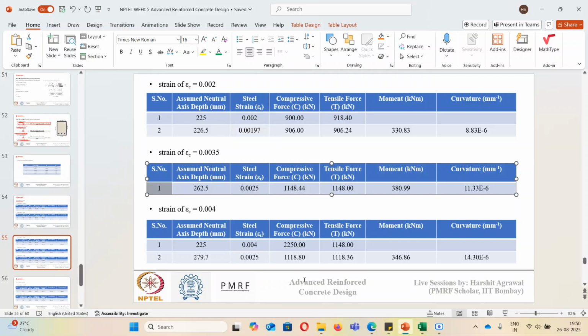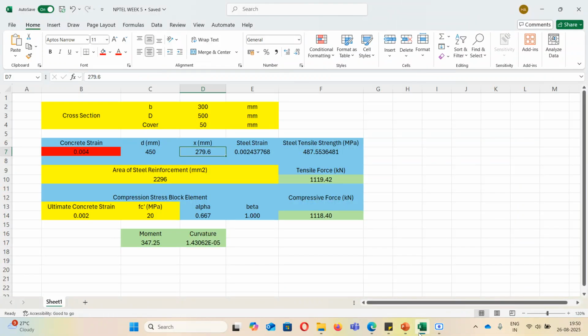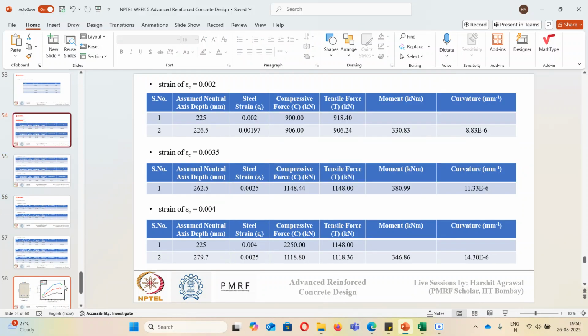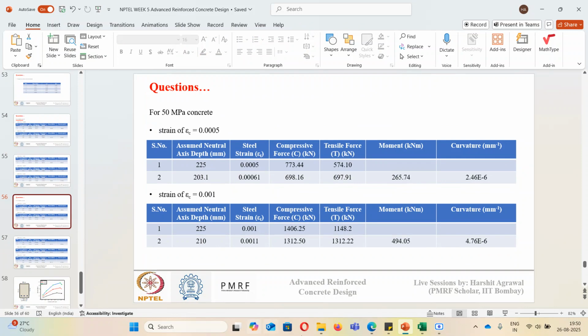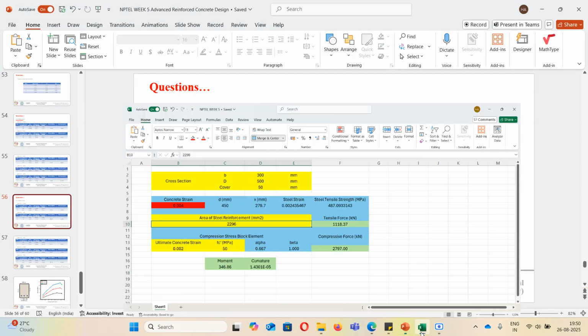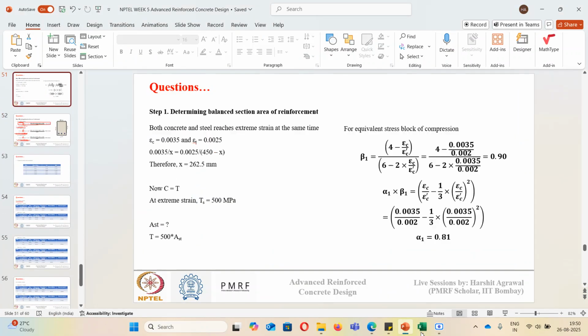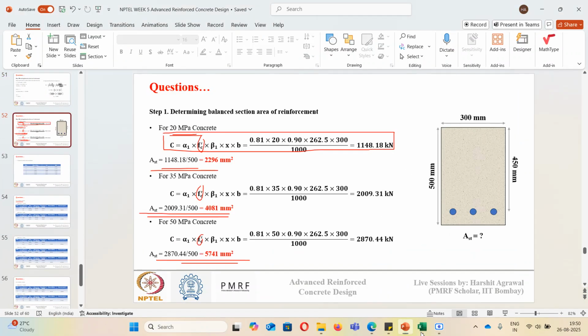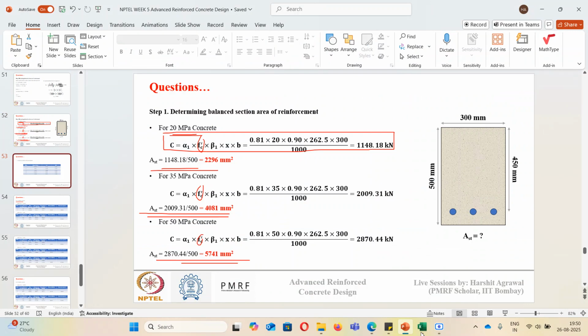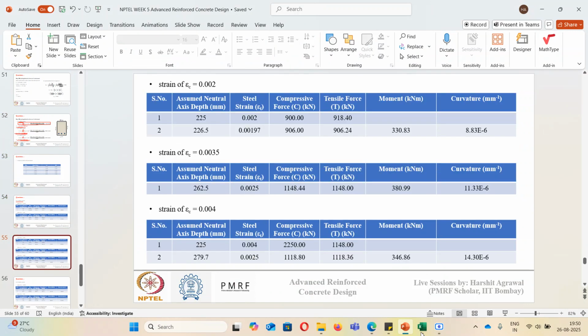Okay, you can see 279.7. At this value both the values are becoming very close. Similar thing we can do for different grades also. So this was for M20. If I want to do the same calculation for M50, what I will do, I will just change fc' here as 50, and I will change the balanced area of reinforcement, that is 5741. So for this I will do the calculation again.